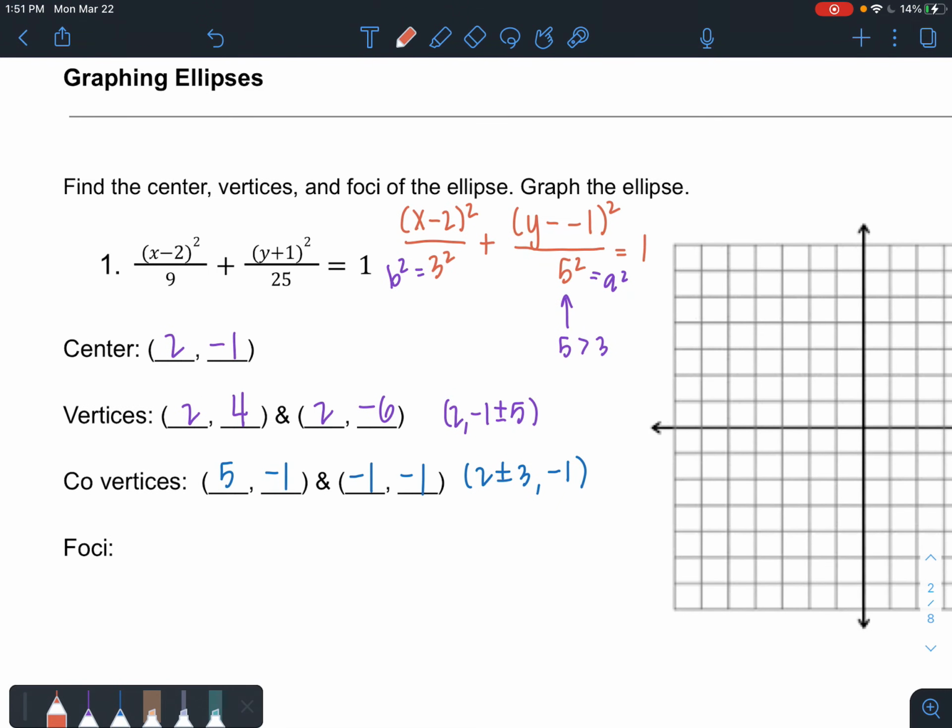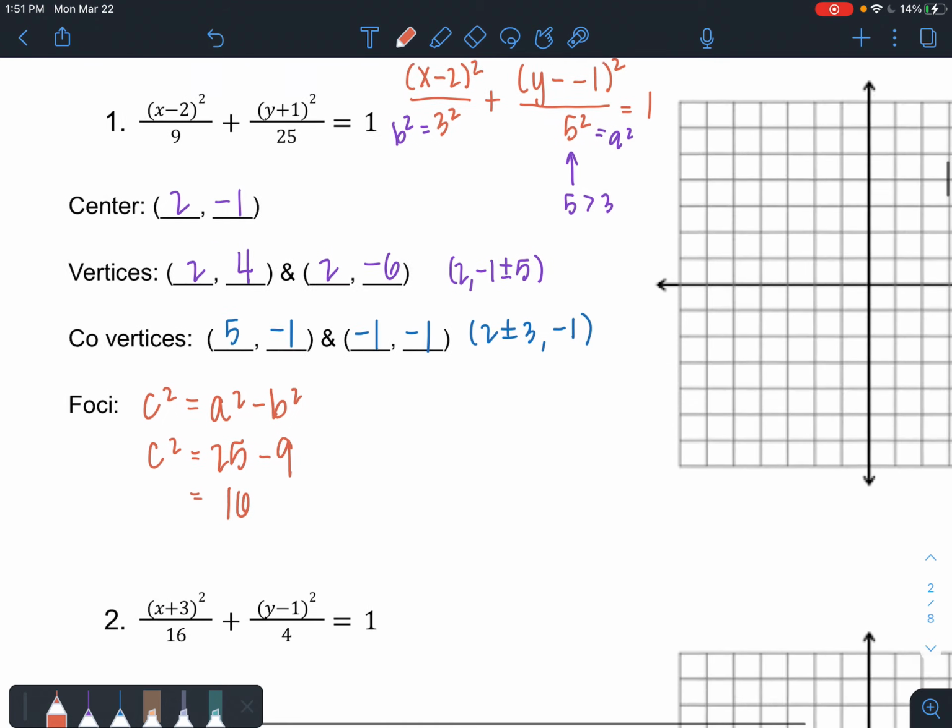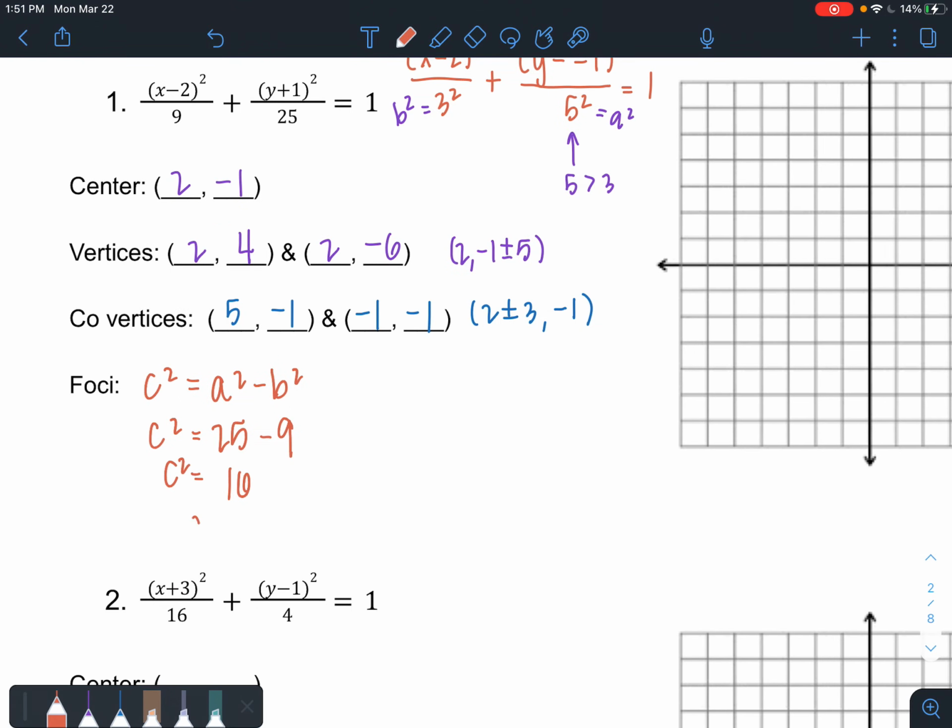Okay, and then finding the foci is a little bit more involved, so I have to find c first. So c squared is equal to a squared minus b squared. A squared is 25. B squared is 9. So c squared is equal to 16, making c equal to 4. So that means that my foci are going to be 2, negative 1 plus or minus 4.